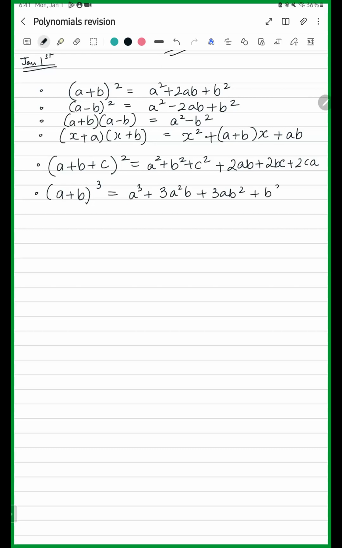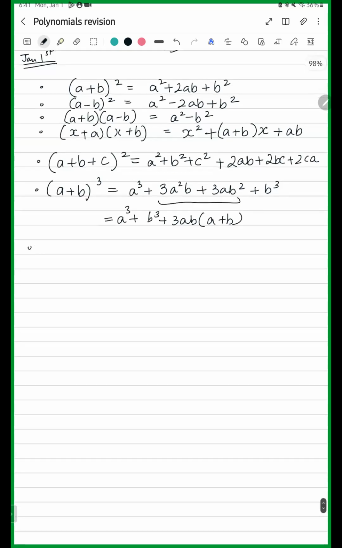Very good. There's another way of writing this in which you take the 3ab common from here. If you take 3ab common, you are left with a plus b, right? So in the second way, we write it as a cube plus b cube plus 3ab into (a + b). This is another way of writing it. And if we have a minus sign over here, then wherever there is a b, in place of b, we will put a minus. Now there was one more.